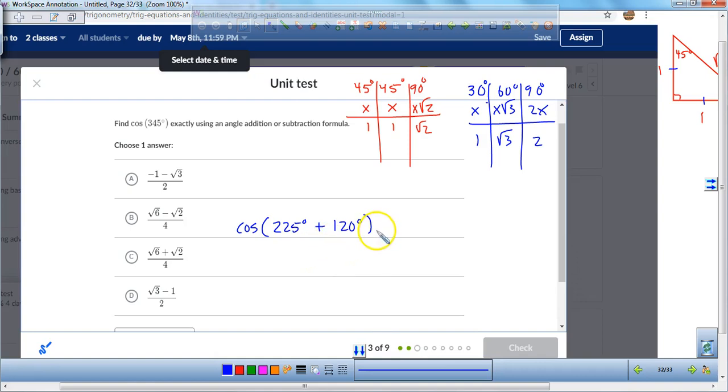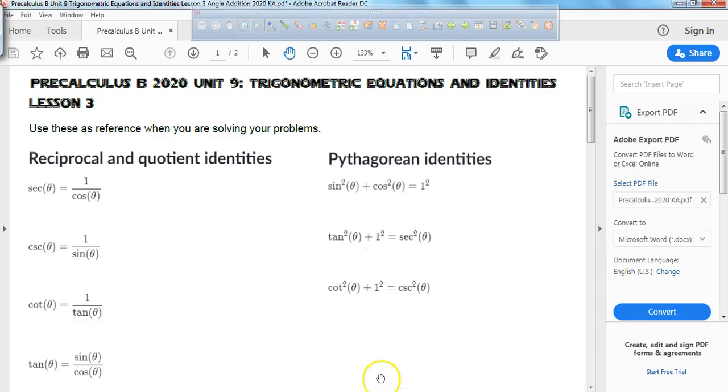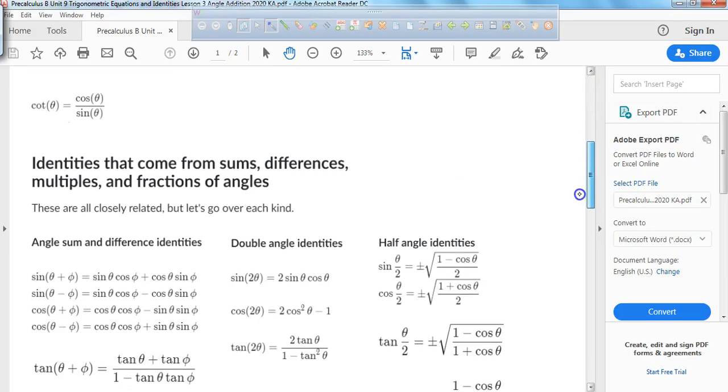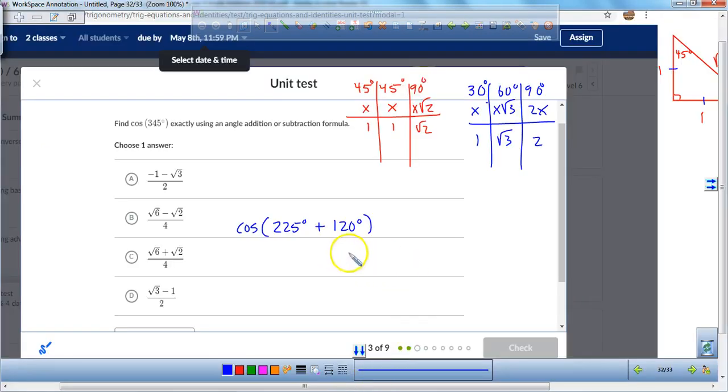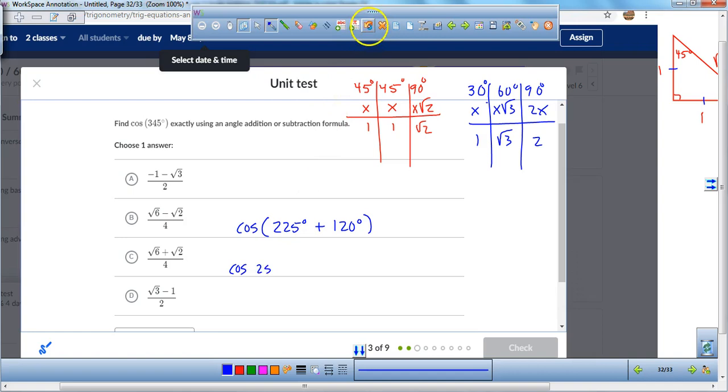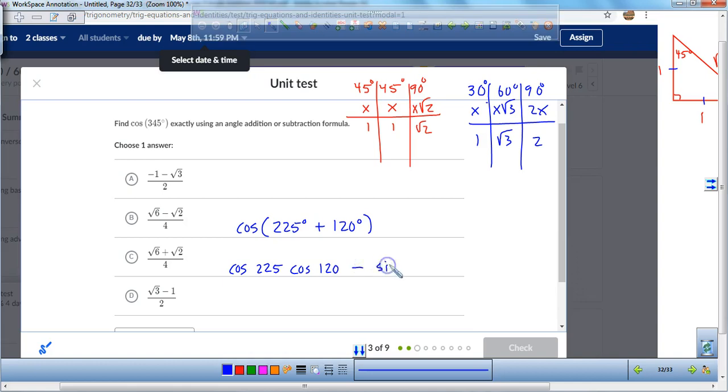So we're going to take a look at the cosine addition formula. Cosine angle addition. Here we go. Cosine, cosine minus sine, sine. So we're going to put the cosine of 225 times the cosine of 120 minus the sine of 225 times the sine of 120. And that's what I'm going to use to solve this.